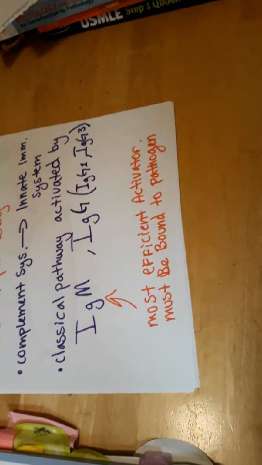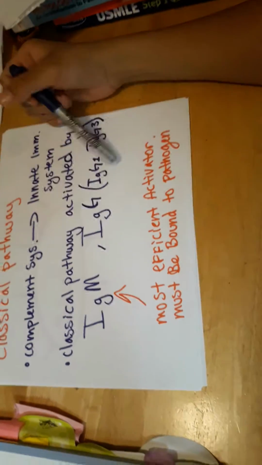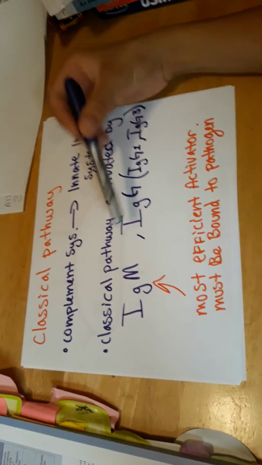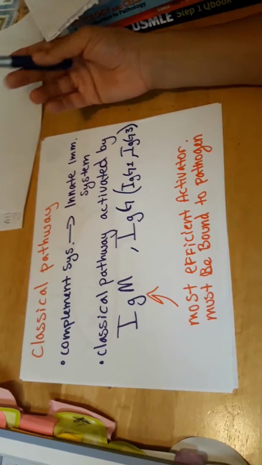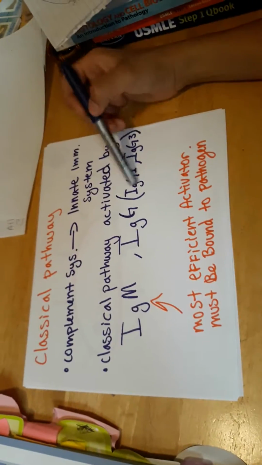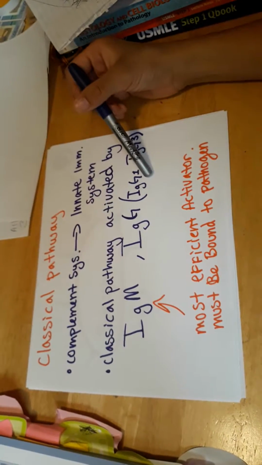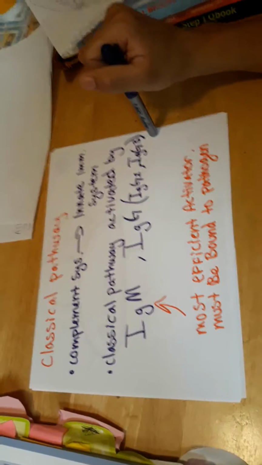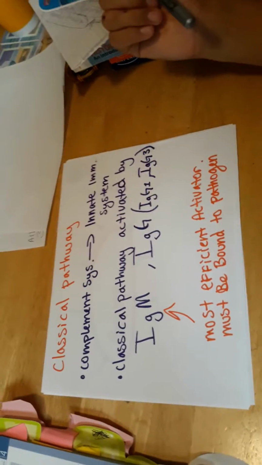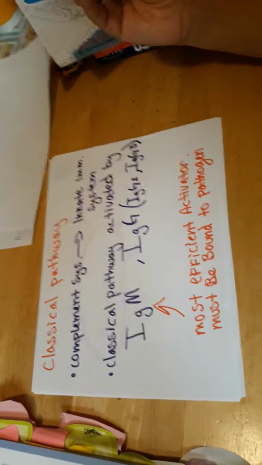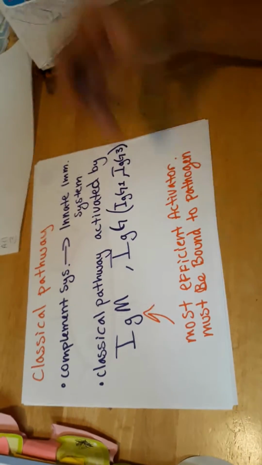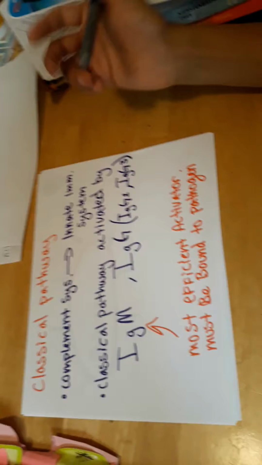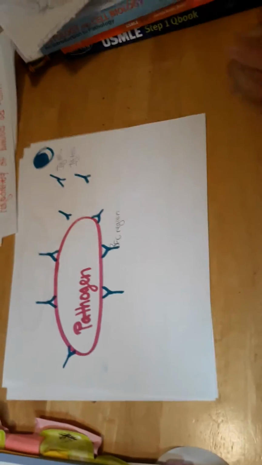The classical pathway is activated by IgM and IgGs. You need to know that, like memorize it: IgM and IgGs. Specifically, the IgGs involved are IgG1 and IgG3. IgM is the most efficient activator of the complement pathway. That being said, it needs a pathogen to be activated. You can't just activate the complement system without a pathogen, even if IgMs are in your blood. So it all starts with a pathogen.